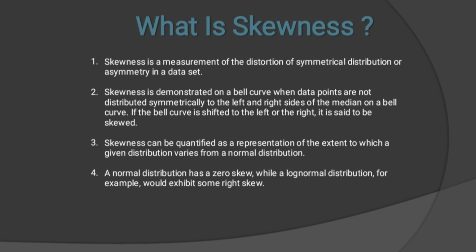Skewness is demonstrated on a bell curve when data points are not distributed symmetrically to the left and right sides of the median on a bell curve. If the bell curve is shifted to the left or the right, it is said to be skewed. Skewness can be quantified as a representation of the extent to which a given distribution varies from a normal distribution. A normal distribution has a zero skew, while a log normal distribution, for example, would exhibit some right skew.